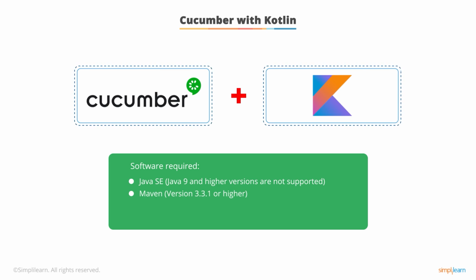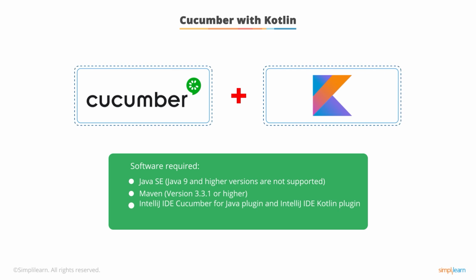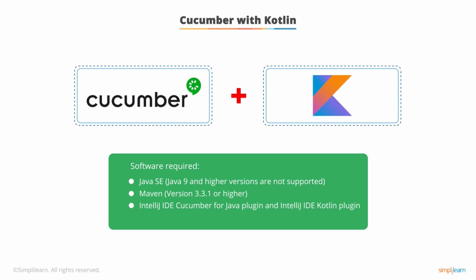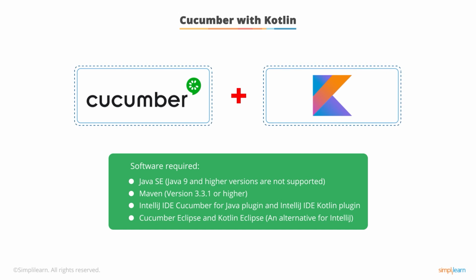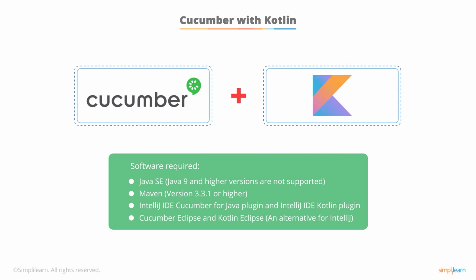Maven, version 3.3.1 or higher. The IntelliJ IDE with the Cucumber for Java plugin installed. Also, you need to make sure that the IntelliJ IDE has the Kotlin plugin installed. And also, you can use Cucumber Eclipse with Kotlin Eclipse, which is an alternative to IntelliJ.